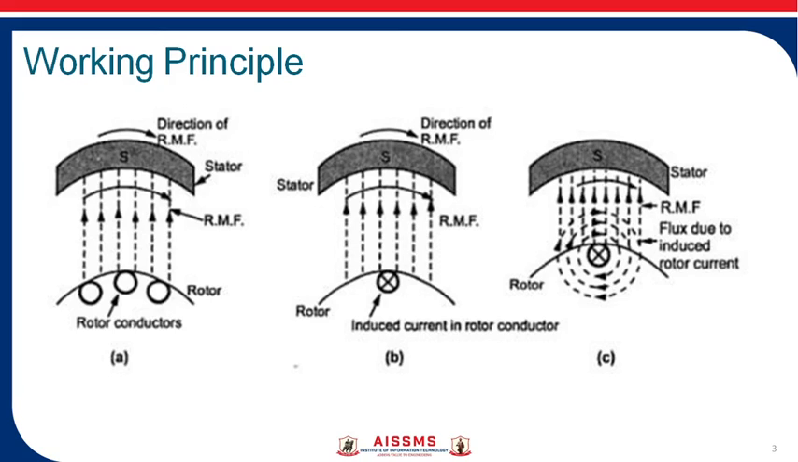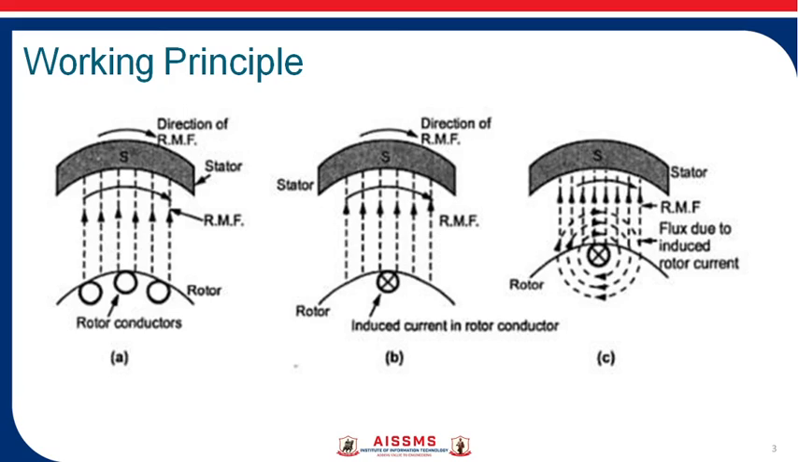Any current carrying conductor produces its own flux. So the rotor produces its own flux, which is called the rotor flux. In this diagram you can see the flux generated due to the induced rotor current. Here two fluxes are present. One is the rotating magnetic field generated due to the stator, and another flux is generated due to the rotor.